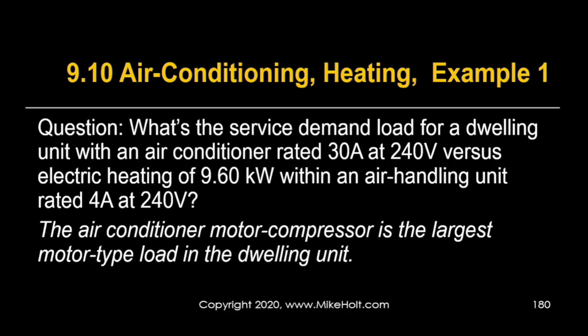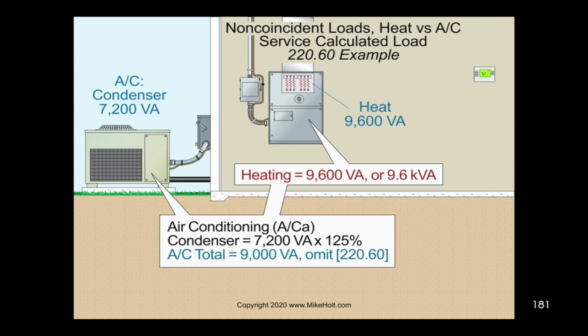So what's our service demand load for a dwelling unit with an air conditioner rated at 30 amps, 240 volts, versus an electric heating at 9.6 kilowatts with an air handling unit rated at 4 amps, 240 volts. So we got kind of a combination unit here. It says the air conditioner motor compressor is the largest motor type of the load in the dwelling unit. And so what we're going to do is take a look at the motor condenser on there. We're going to do that at 125%.